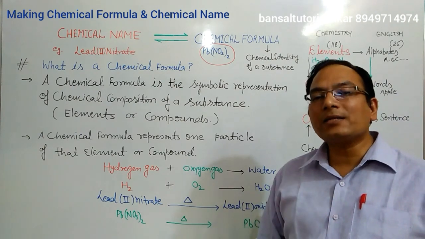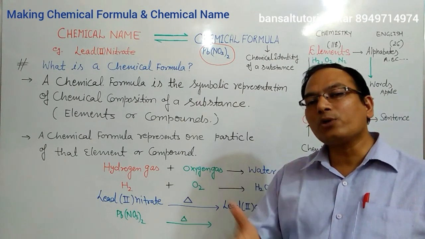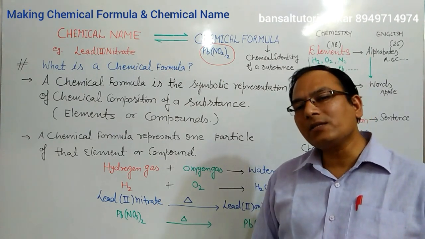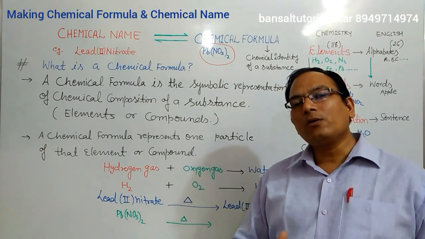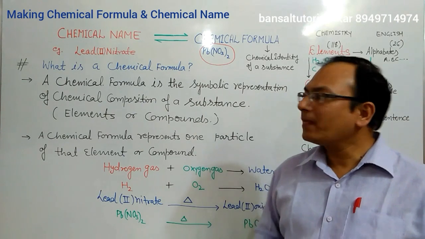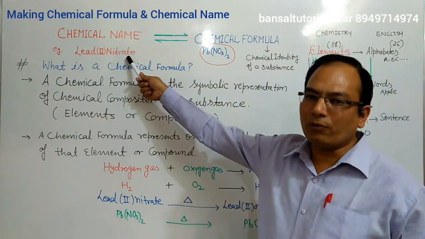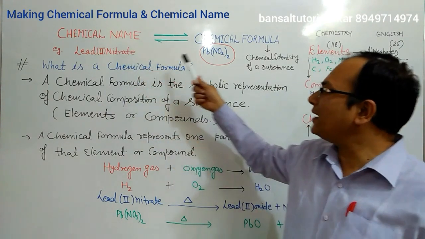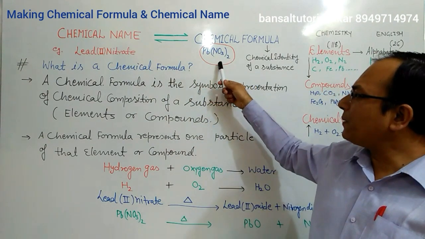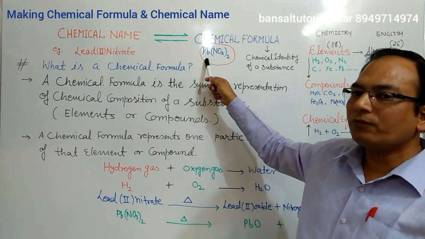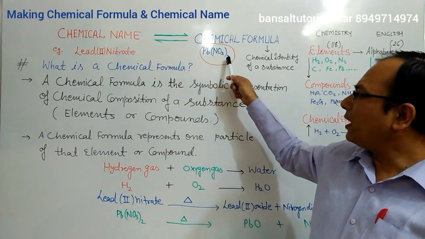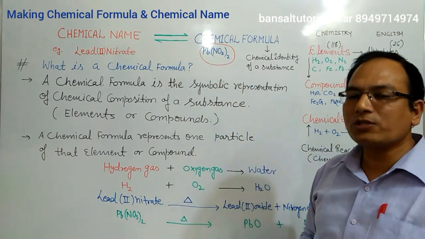Students, elements are the substances which are composed of one type of atoms, and compounds are the substances which are composed of two or more than two types of atoms. For example, lead nitrate is a compound. The chemical formula of lead nitrate is Pb(NO3)2. This shows that one particle of lead nitrate is composed of one atom of lead, two atoms of nitrogen, and six atoms of oxygen.